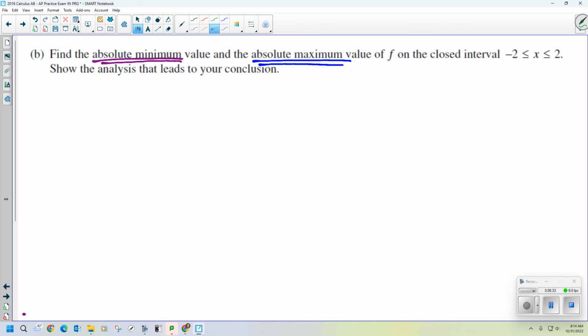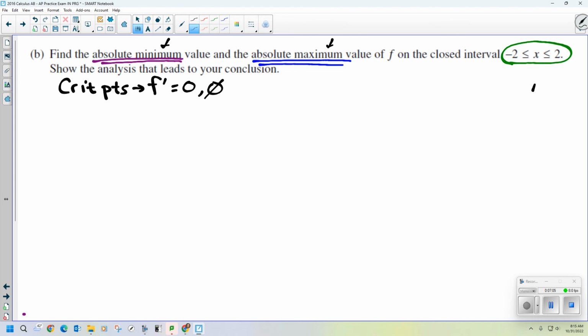This is very important when we have a graph that has a closed interval. I'll explain why in a moment, especially when we're looking for mins and maxes. Show the analysis or work that leads to your conclusion. Great. In order to find absolute mins and maxes, those can only occur at critical points. That's where your first derivative is equal to 0 or undefined. However, notice I said endpoints are crucial.